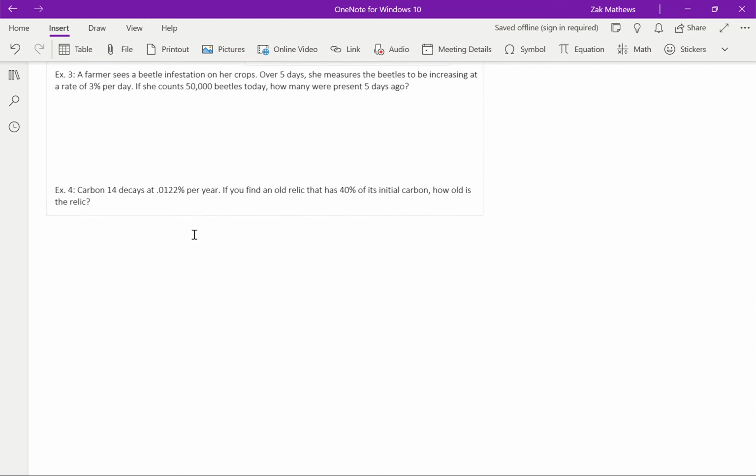Let's take a look at another example. A farmer sees a beetle infestation on her crops. Over 5 days, she measures the beetles to be increasing at a rate of 3% per day. She counts 50,000 beetles today. How many beetles were present 5 days ago?